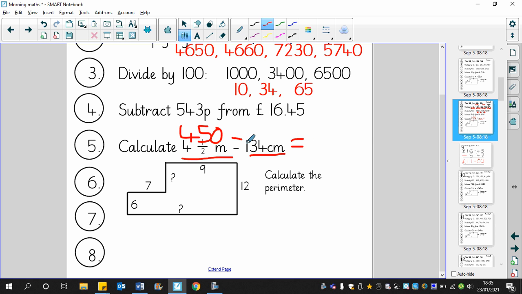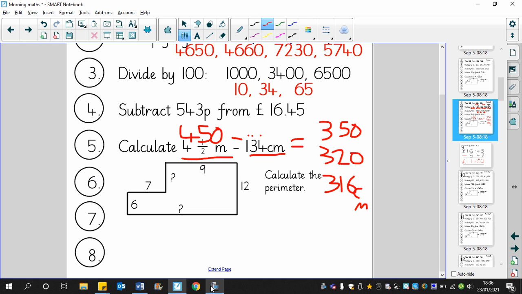So what we'll do is, first of all, we'll take away 100 centimeters, and that gives us 350 centimeters. Okay, so that's taking away the 1. Now we'll take away 30 centimeters, and that leaves us with 320 centimeters there. So we've done that one. And now we'll take away the 4 centimeters, which leaves us with 316 centimeters. There we go. So the answer for that question is 316 centimeters.